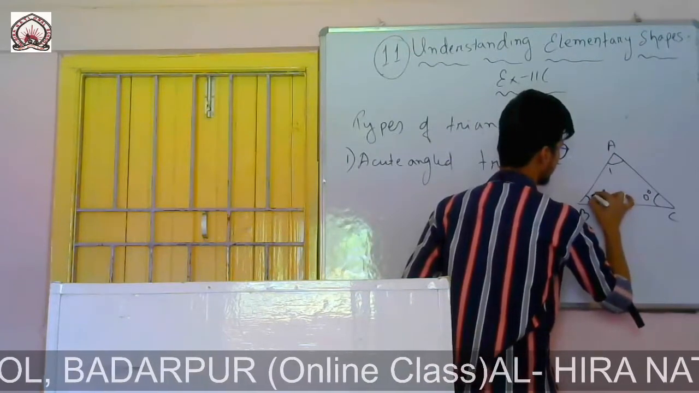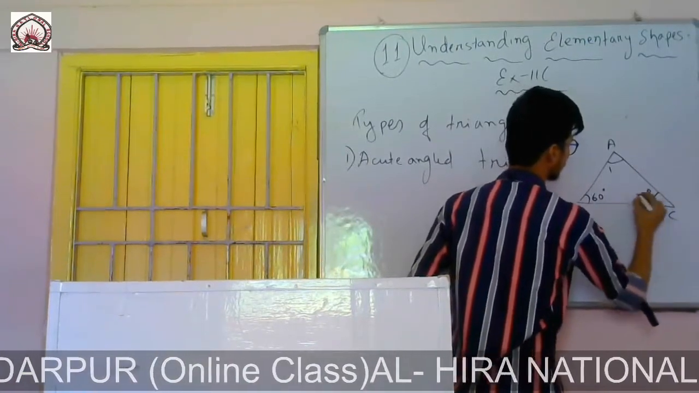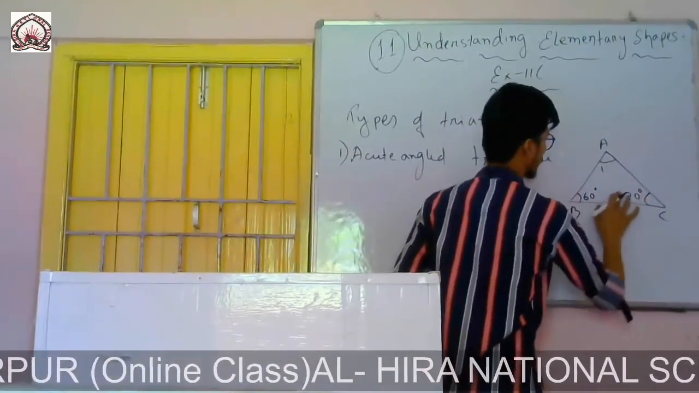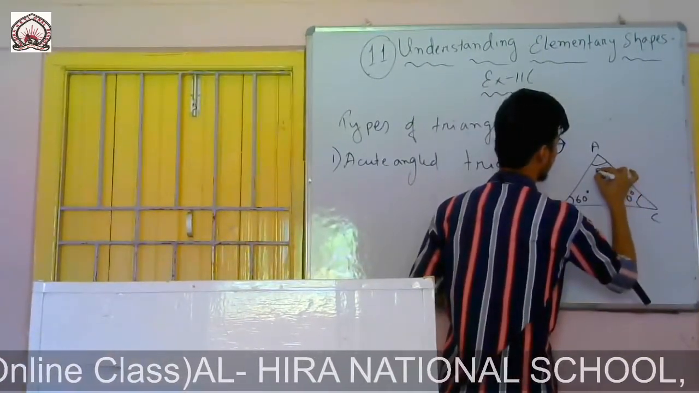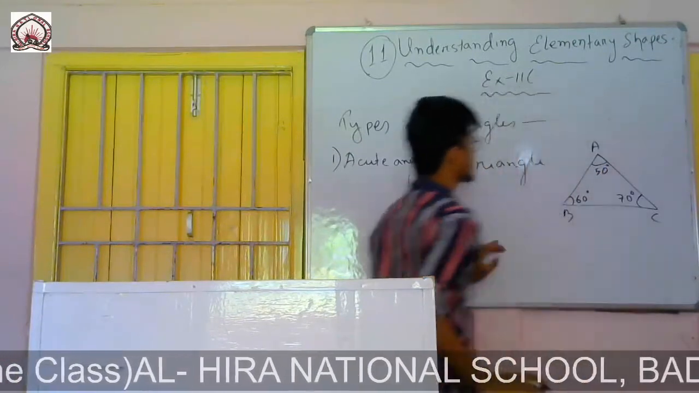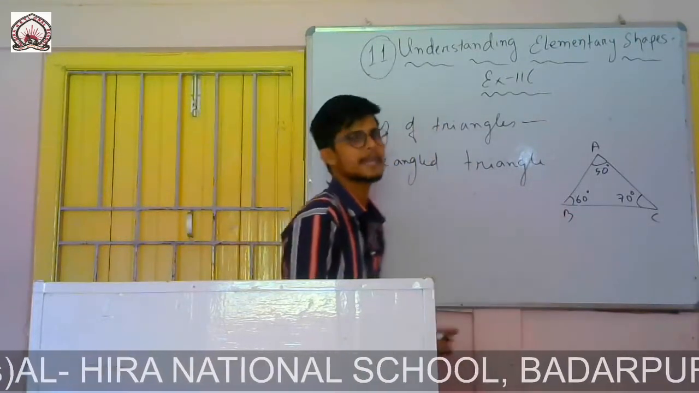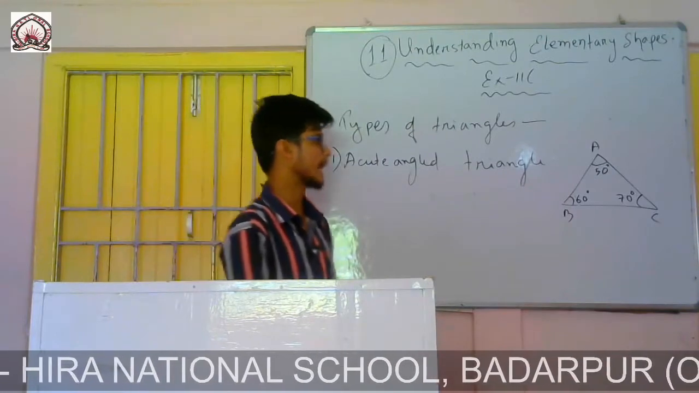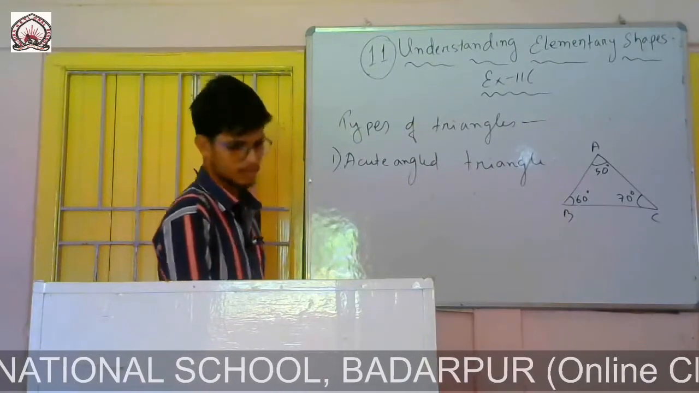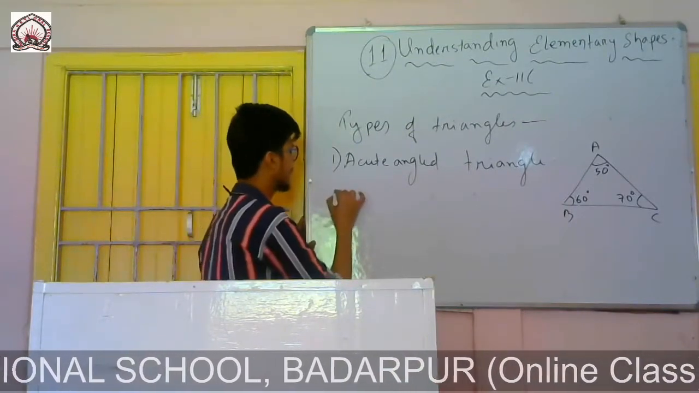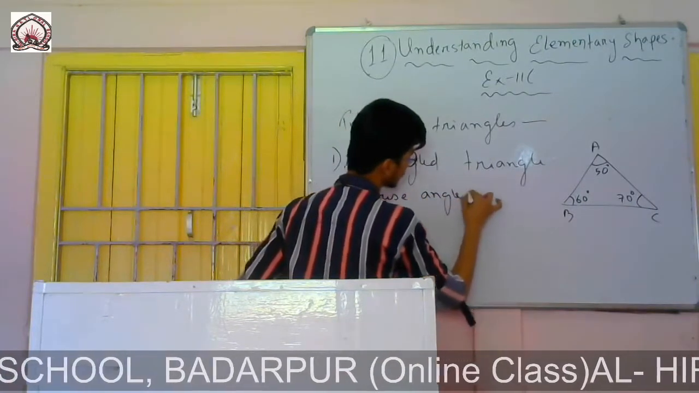Let it be 60 degree, this one 40 degree, and this one 80 degree. If this is a triangle, you see all the three angles are less than 90 degree. They are acute angles. So if all the angles of a triangle are acute angles, then we can say it is an acute angled triangle. The next one is the obtuse angled triangle.